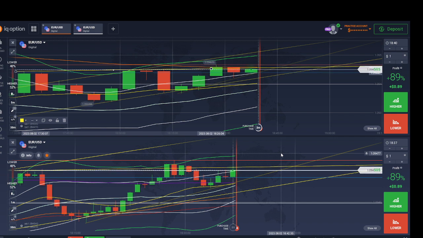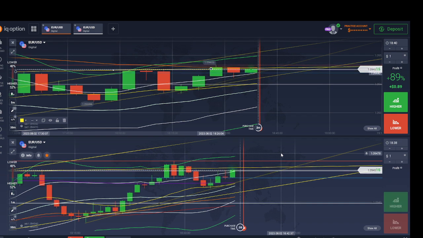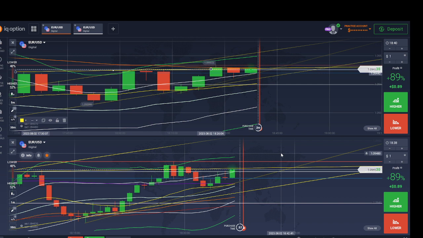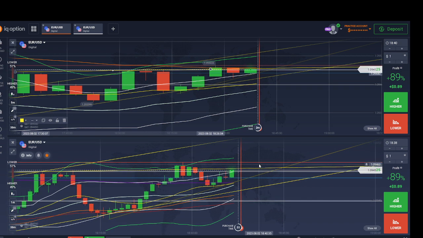I'm at the 16th minute. My policy is a 15 minute session. Already made one successful trade, and I'm finding another trend line connection here.